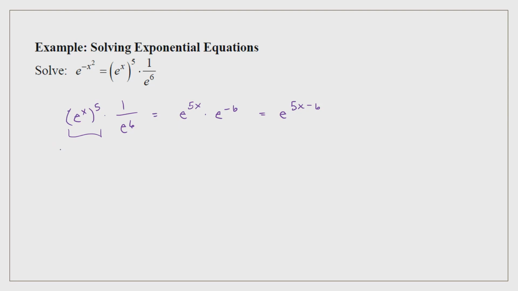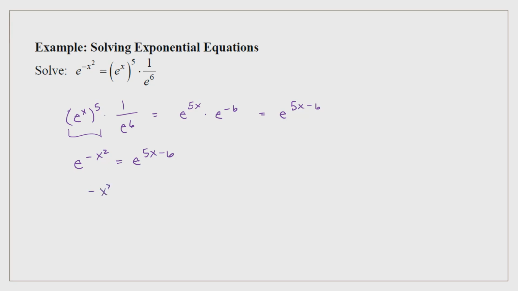So in rewriting my equation, I'll have e to the negative x squared equals e to the power 5x minus 6. Okay. Since I have the same base on both sides, I can drop the bases and set the powers equal to each other.